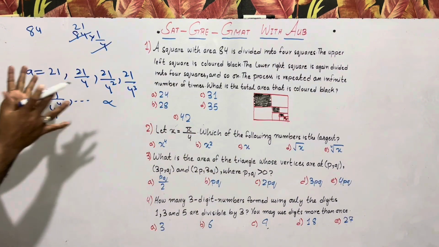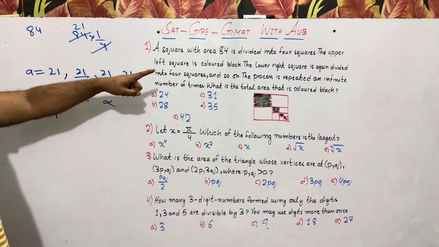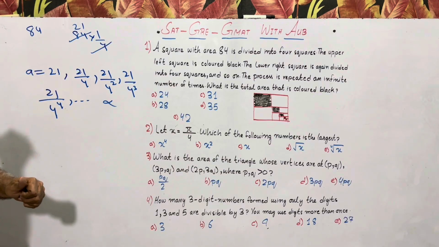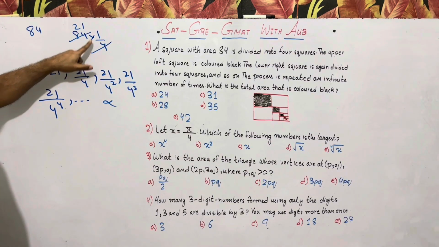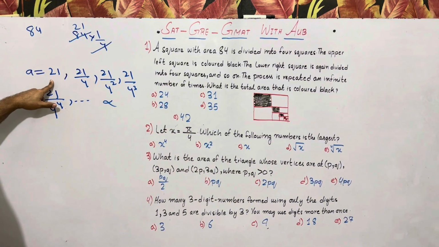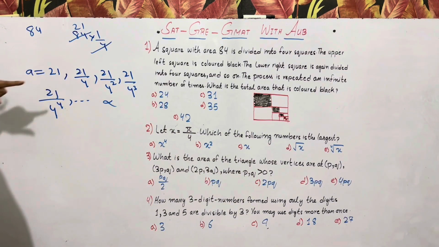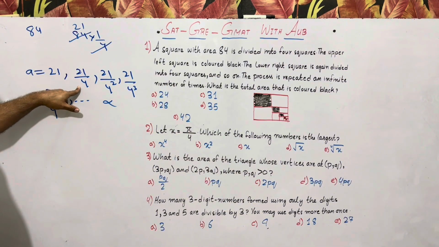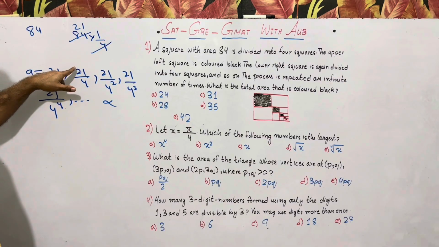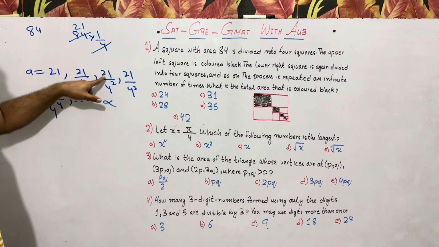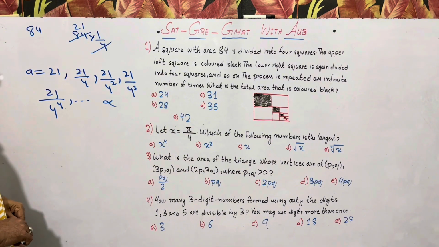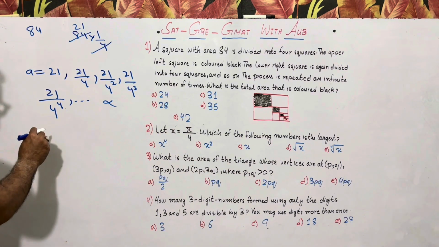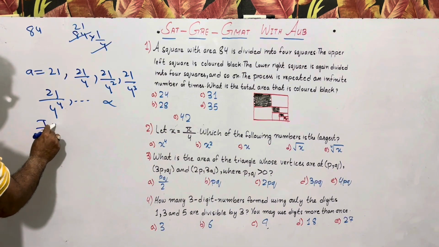Simply, we are given a square having area 84. We have to shade its 1/4. 84, we have just managed its 1/4, that's 21. Again, we have to shade 1/4 of 21, 21 upon 4. Again, we have to shade 1/4 of 21 over 4. It will become 21 over 4 square, and so on up to infinite. If we get a glimpse of this one, it's our infinite geometric sum.